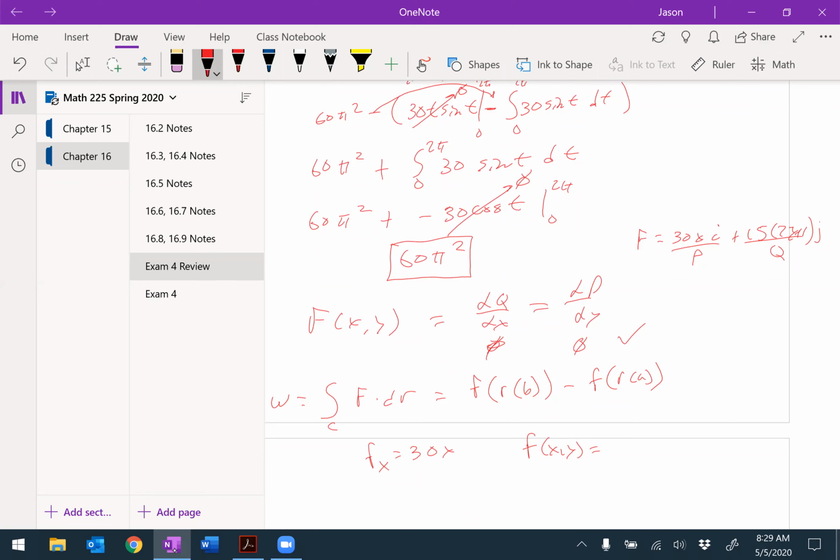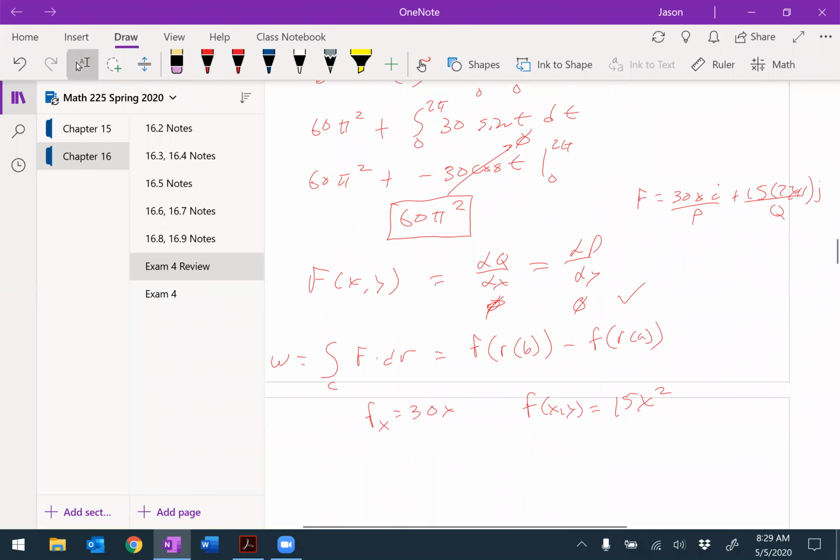Well, let's integrate this with respect to x. That's going to be 15x squared. What about f sub y? Well, f sub y is going to be 30y plus 1, or 30y plus 15 when I distribute. So what's that going to become? This is going to become f of xy.